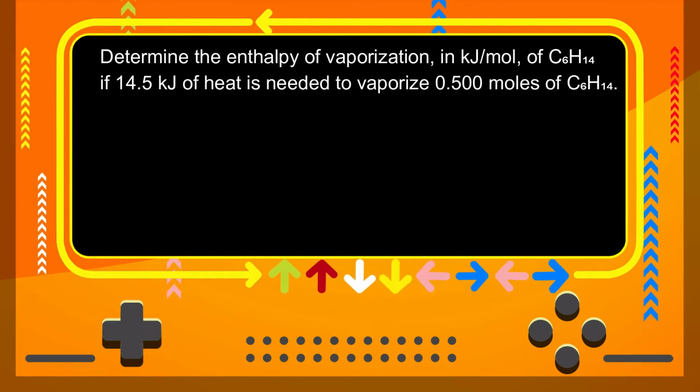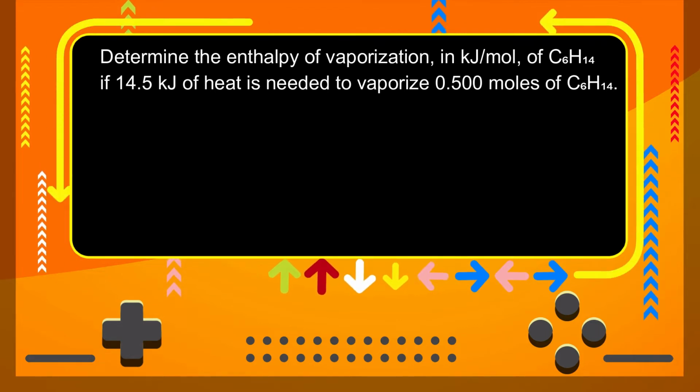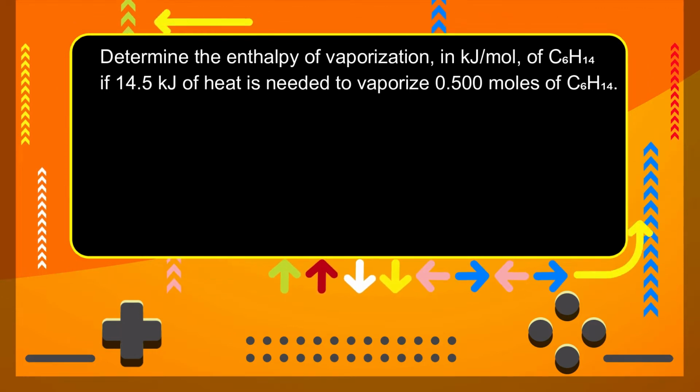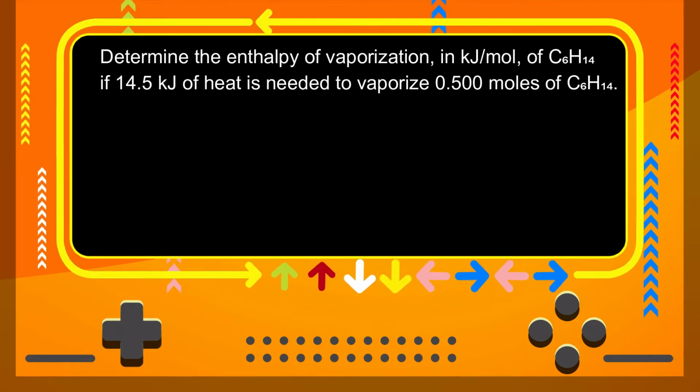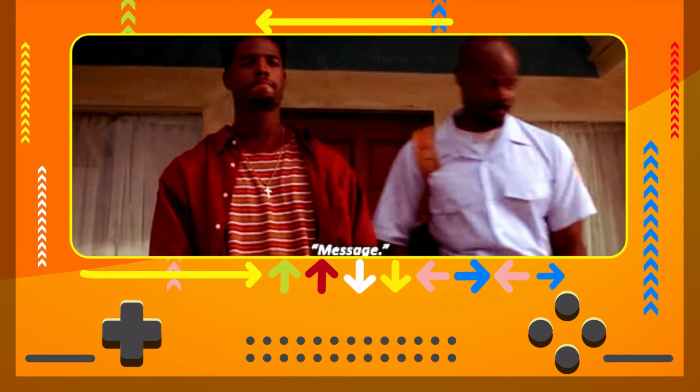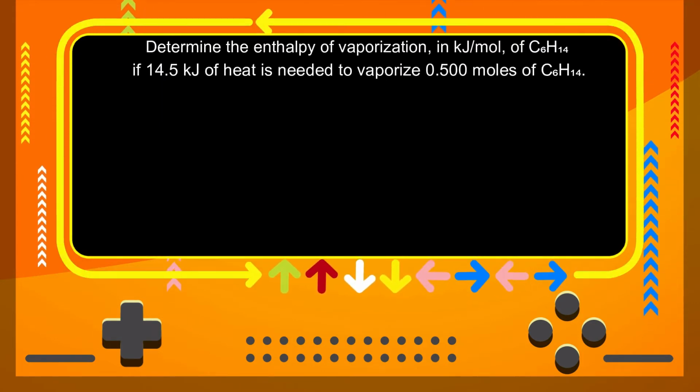Determine the enthalpy of vaporization. Okay, so we're looking for the enthalpy, the heat of vaporization, everybody. And they actually give us the units, which is going to be kilojoules per mole. So that's the units we got to look for. All right, so that's a huge hint there, right? You have the units. What can we use to get me to kilojoules on the top, moles on the bottom?